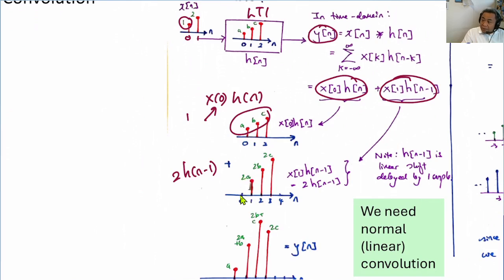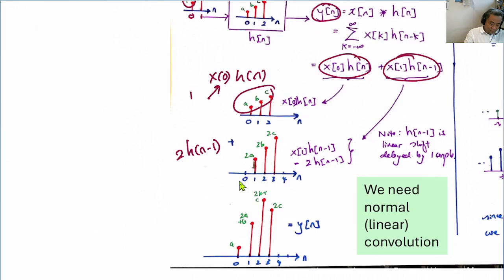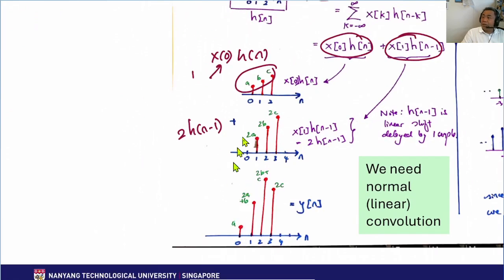So basically, instead of time being 0, 1, 2, now time is 1, 2, and 3. And all the values of ABC are now scaled by 2. So we are just adding these two guys up, and this is the answer. A at time 0, at time 1 is B plus 2A. Time 2 is C plus 2B. Time 3 is 2C. So this is normal convolution, and this is what we need.